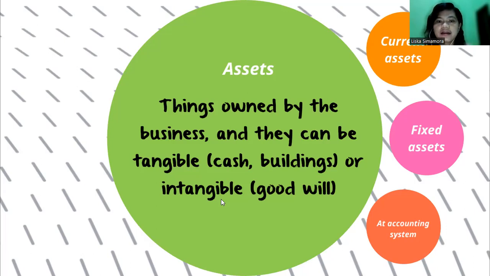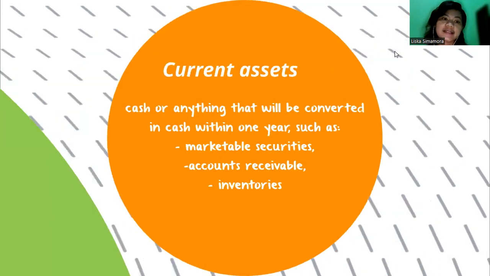So assets are divided into these categories. First one, current assets. Current assets are cash or anything that will be converted into cash within 1 year. So they give the time limitation. Such as marketable securities, accounts receivable, and inventories. Marketable securities within 1 year, accounts receivable within 1 year, and inventories within 1 year.